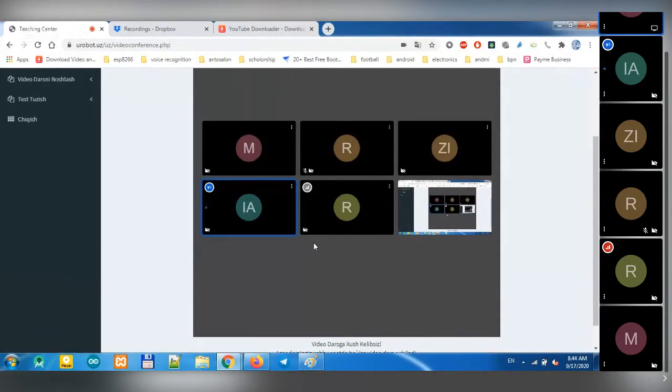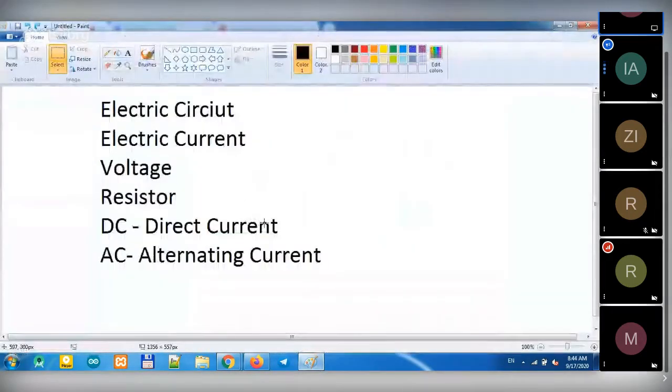Okay, today is the first class of Electrotechnics and Electronics. In this class, you will learn about electric circuits and electronics, like resistor, transistor, relays, and we're going to learn about what is DC, AC. This is today's class outline. So we're going to talk about electric circuit, electric current, voltage, resistor, and DC and AC.